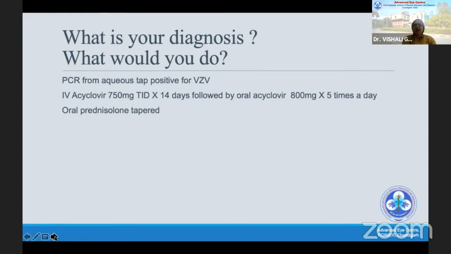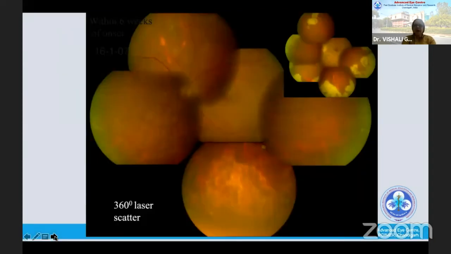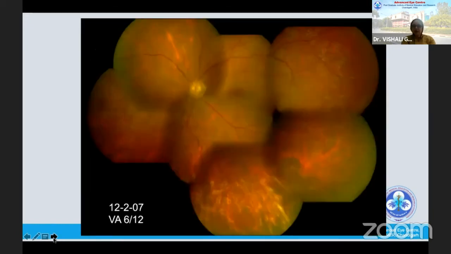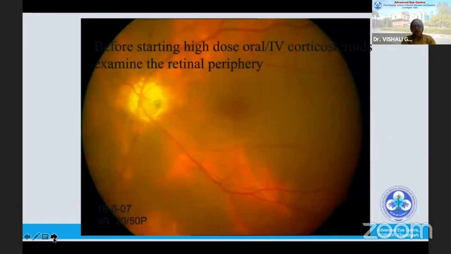It's a very clear acute retinal necrosis, viral, received the treatment, prednisolone was tapered, and you can see over a period of time, this is a long time ago, we used to do laser at that time. Now we really don't do it all the time. So this is what it ends up with.